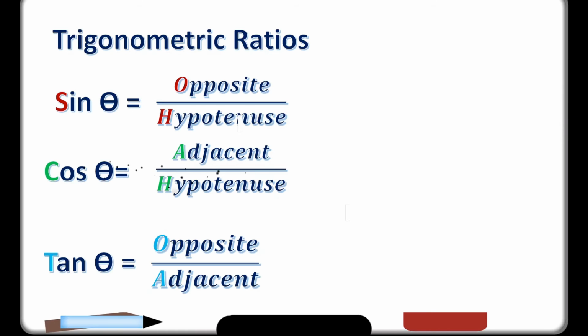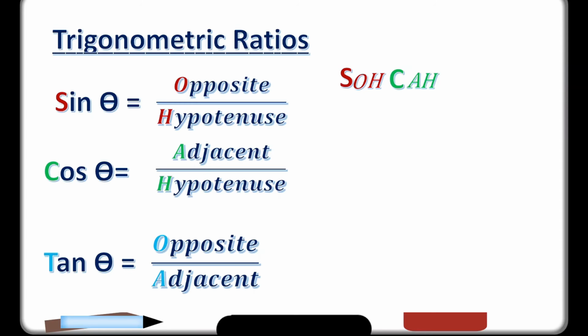We have another secret weapon. To help us remember these ratios, we have a special mnemonic device. To make this mnemonic device, we take the S from sine, the O from the opposite in our sine theta ratio, the H from the hypotenuse in our sine theta ratio to form SOH. Next, we take the C from cos, the A from the adjacent in the cos theta ratio, the H from the hypotenuse in the cos theta ratio to form CAH.